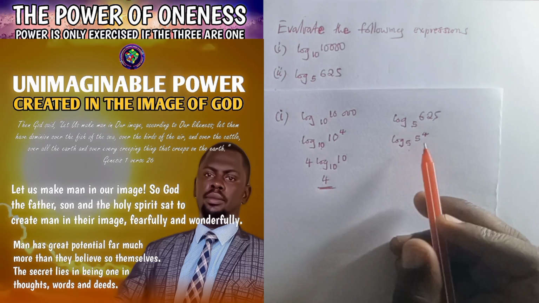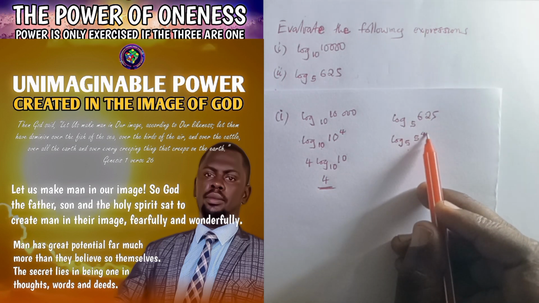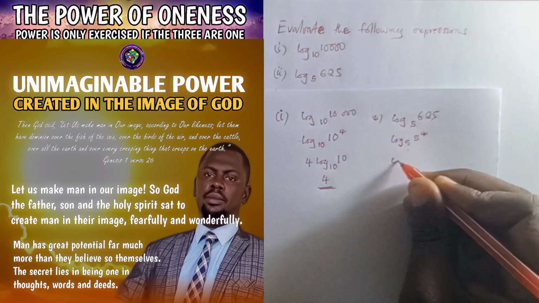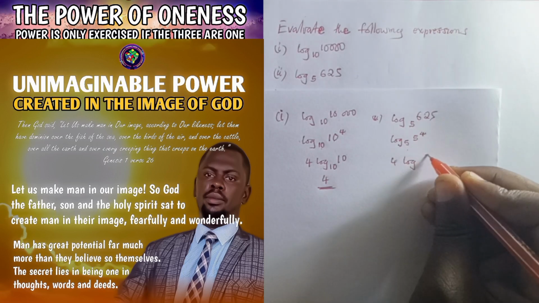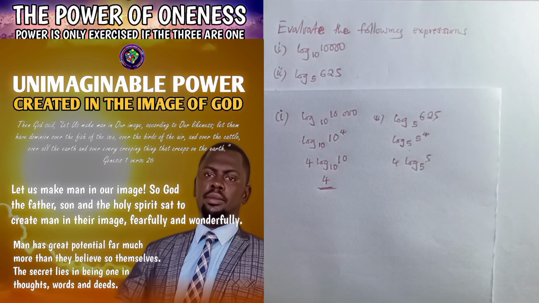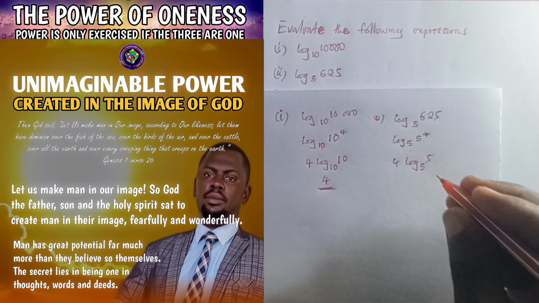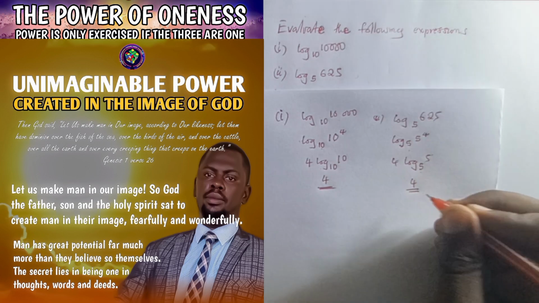Now again we can bring down the power. So we are going to have 4 log of 5 base 5. Again, log of 5 base 5 is 1. 1 times 4, you get 4.